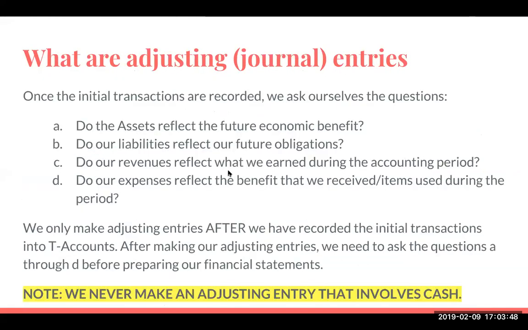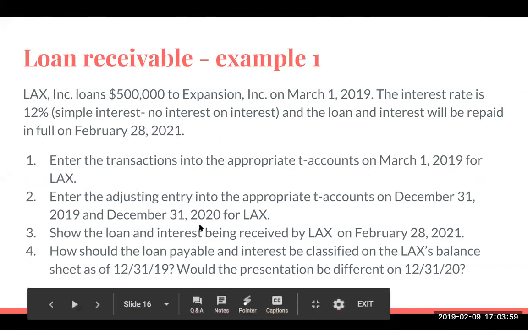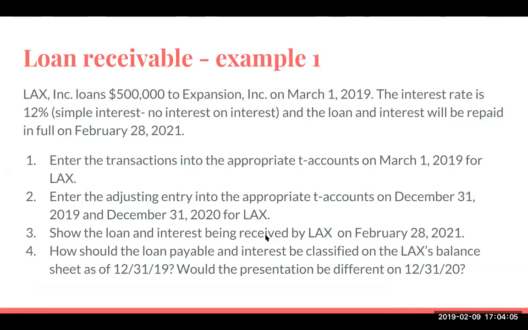But I'm more concerned that you're able to handle how you do the initial transaction as well as the adjusting entry. I did those other things here, which are the loan and interest being received by February 28, 2021, just to take you beyond the accounting period that we're going through. Because once we're done with one period and we start looking at the next period, we need to start thinking intuitively about what's going to happen. The revenue and expense accounts get closed out, but those payables and receivable accounts, as well as the other accounts, do not get closed out.